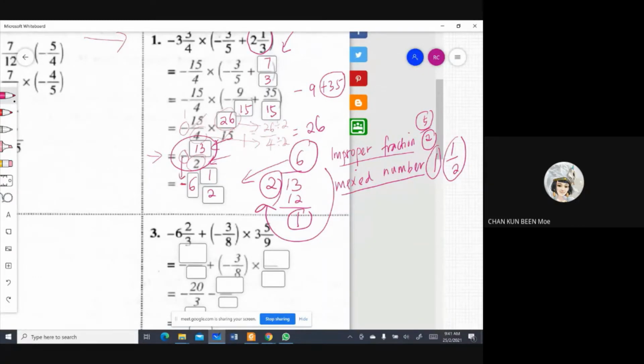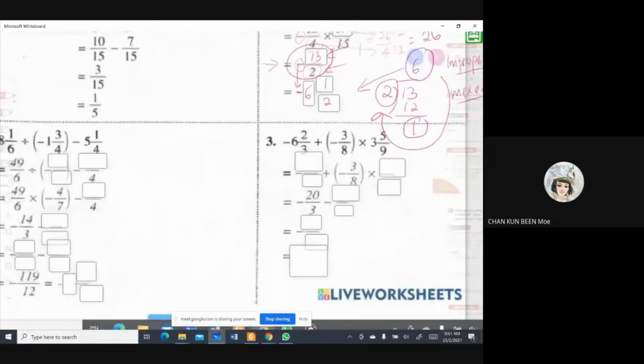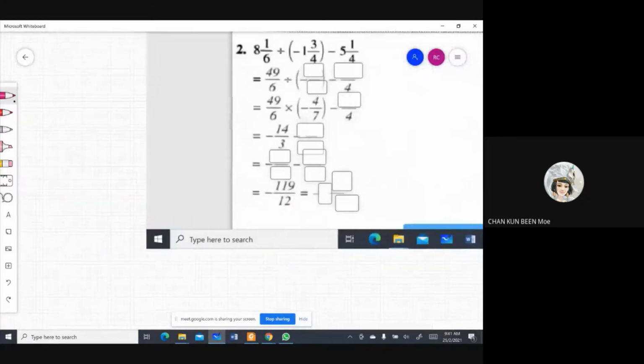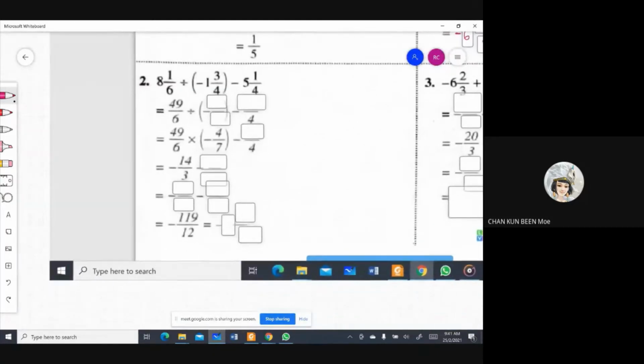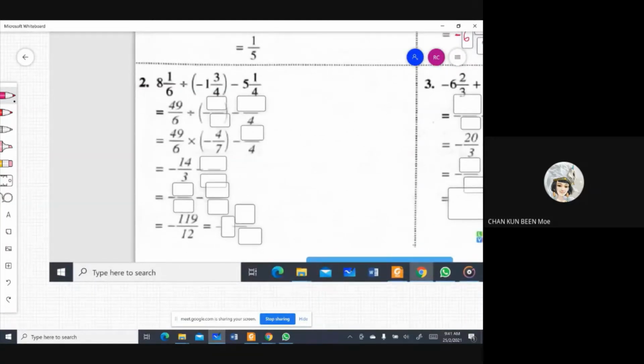Okay, now we move to the second question. Question number 2: 8 1 over 6 divided by negative 1 3 over 4 minus 5 1 over 4. So they change this to an improper fraction first: 8 times 6, 48, plus 1, 49. Divide by what? So you need to change both of these into improper fractions. Simplify this part first. 1 times 4, 4. 4 plus 3 is 7. So this is 7 over 4.